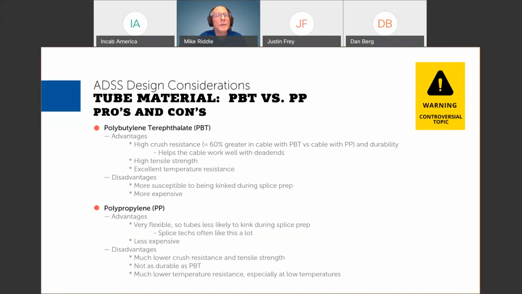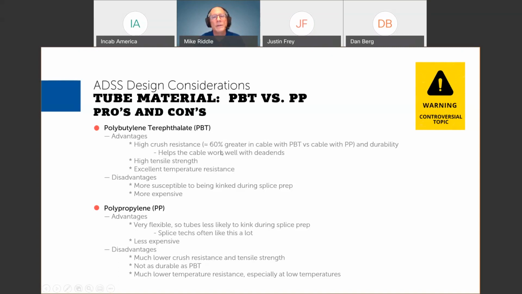First up is polybutylene terephthalate. Peter Piper picked a peck of polybutylene terephthalate. Try saying that 3 times fast. PBT is the way it's commonly known because it's a lot easier to say. PBT. Advantages. It's got high crush resistance.